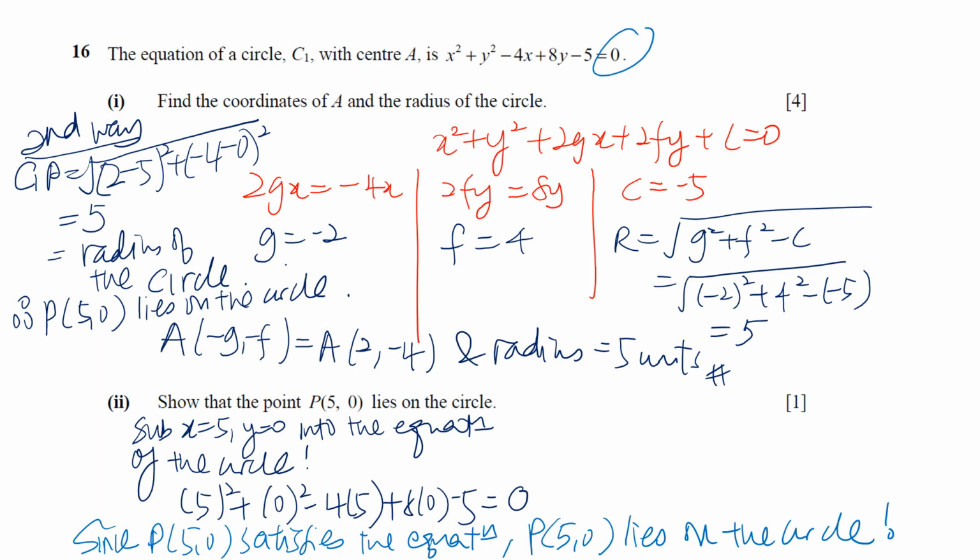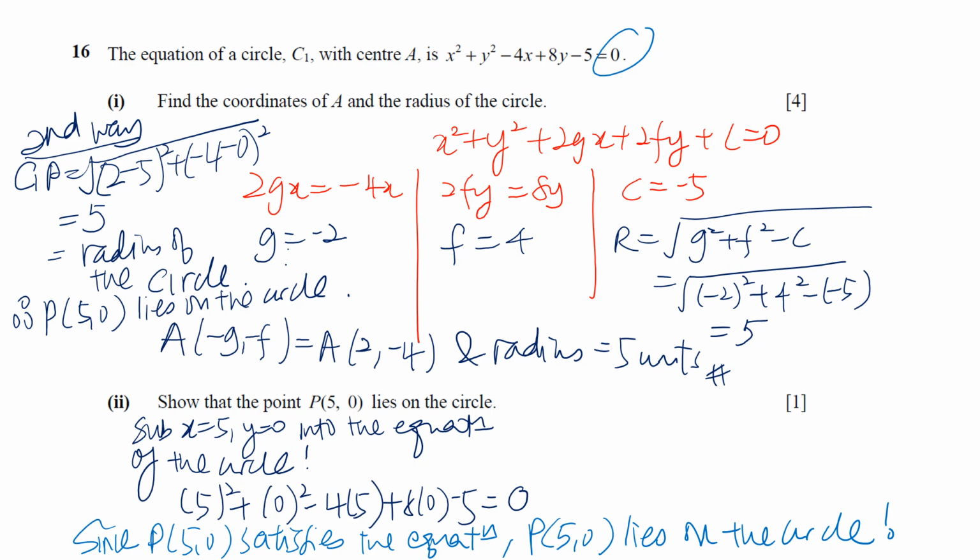Okay, so what happens is that if the distance you found, that AP, is more than the radius, then the point P will be outside the circle. If the distance is less than 5, then the point is inside the circle. If the distance equals 5, which is equal to the radius of the circle, then of course the point will lie on the circle, the circumference of the circle.